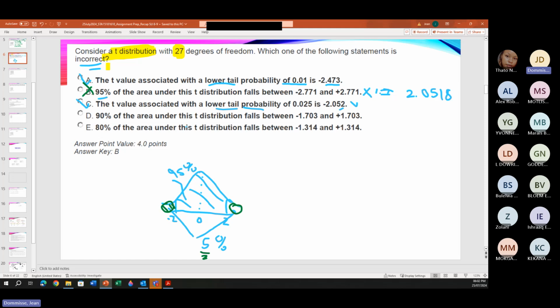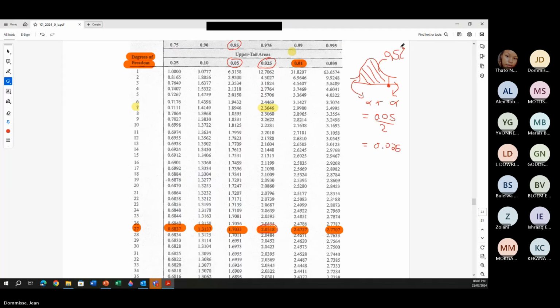90% of the area under the T distribution. So now we go to 90%. We do exactly the same, 90%. So that means that if that is 90%, we are left with 10% for these two. So 10% divided by 2 is 5% on each side.